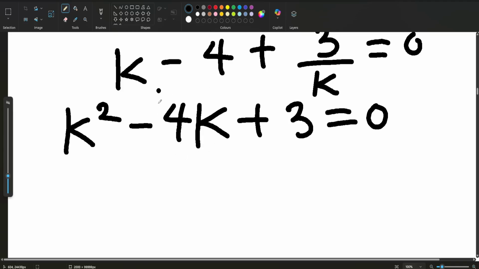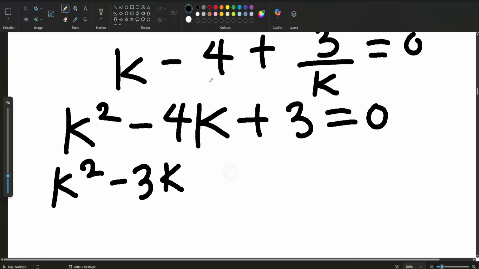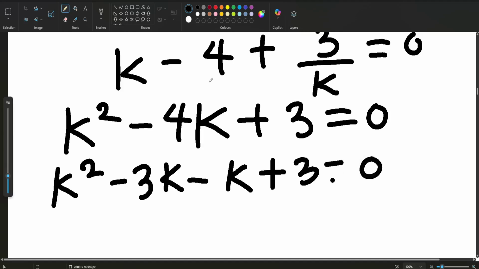We can split this into two numbers, and the two numbers can be minus 3 and minus 1. That is minus 3k minus k, such that when we add them, we still get minus 4k, and when we multiply them, we get plus 3k squared. So that becomes k squared minus 3k minus k plus 3 equal to 0.